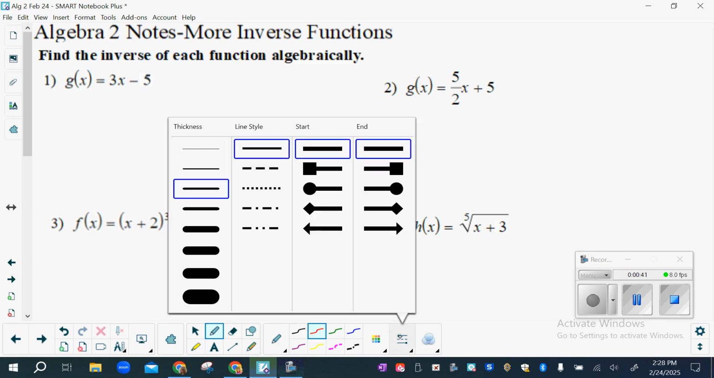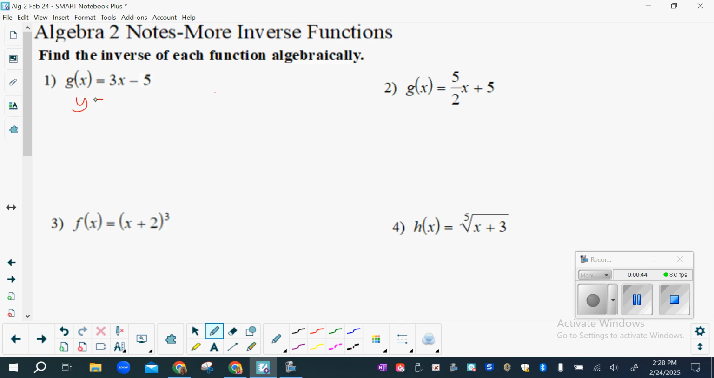Let me write that in red. So we want to interchange now our x and y. So we're going to rewrite it, switching the y and the x. And then we need to write that equation in terms of y. So we need to isolate the y. So what would we do next to get y by itself?